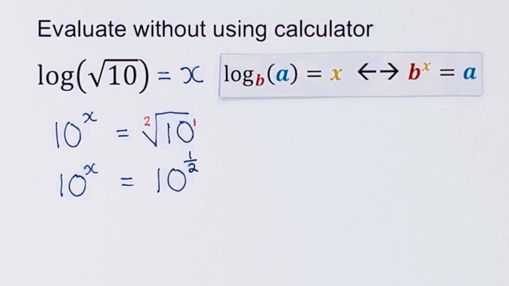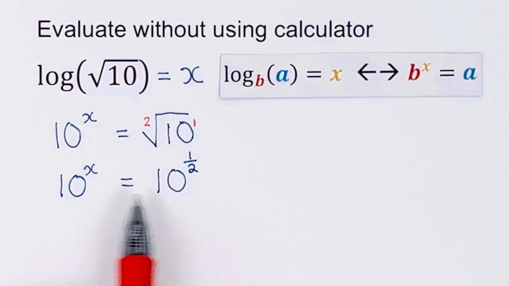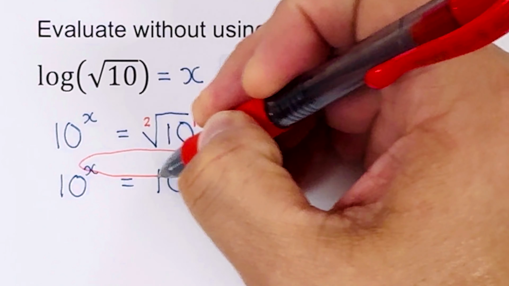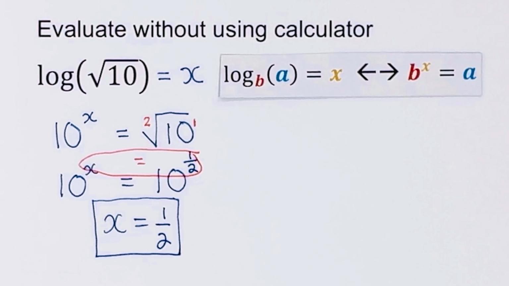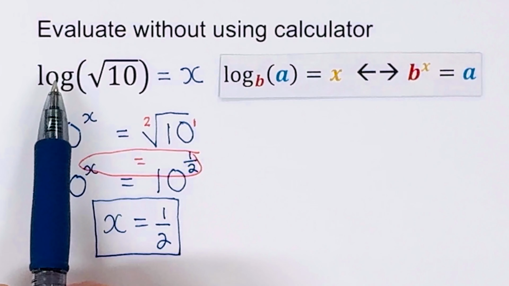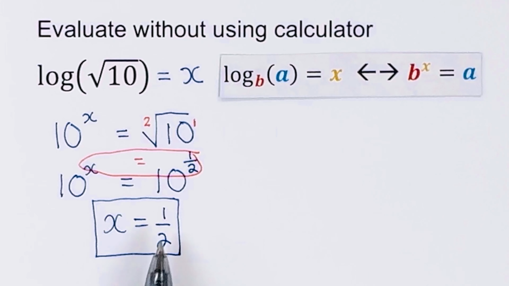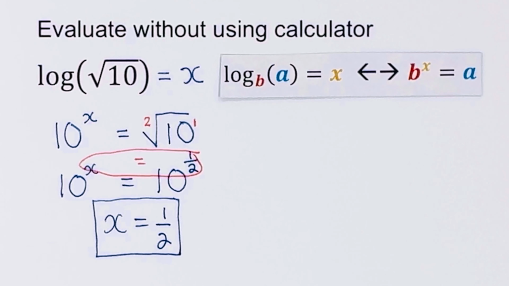If you notice, both sides of the equation have the same base of 10. If the two bases are the same on both sides, we can go ahead and say that their exponents are also equal to each other, so that our x value is 1/2. This tells us that this whole expression log of square root of 10 is 1/2. So this x here represents the value for this whole thing. Now let's have another example.